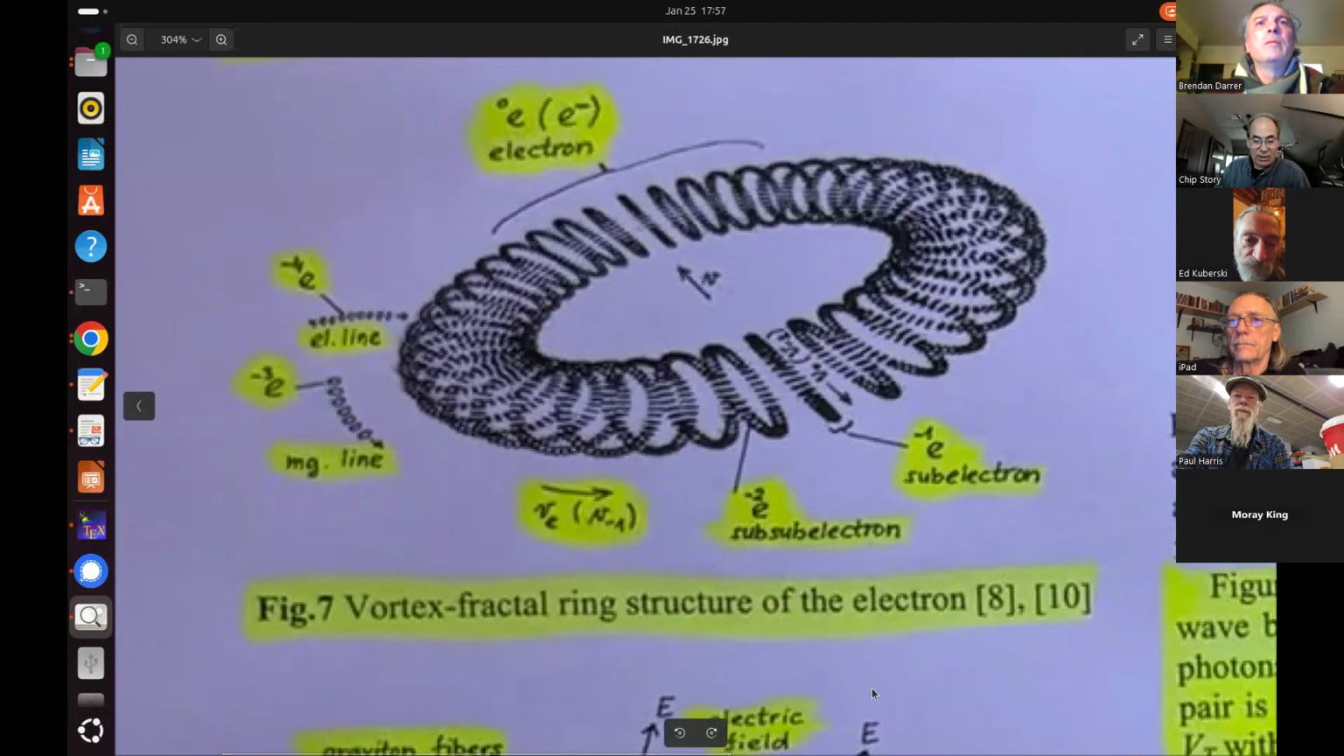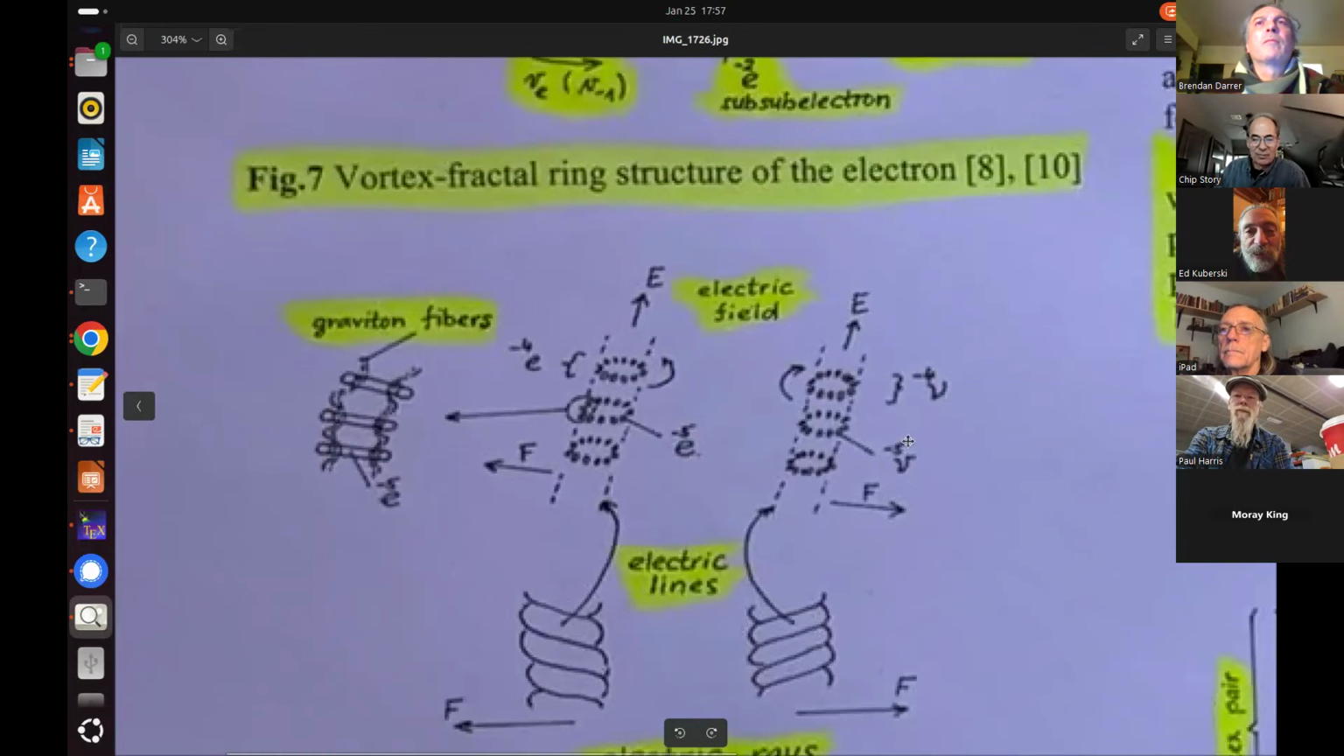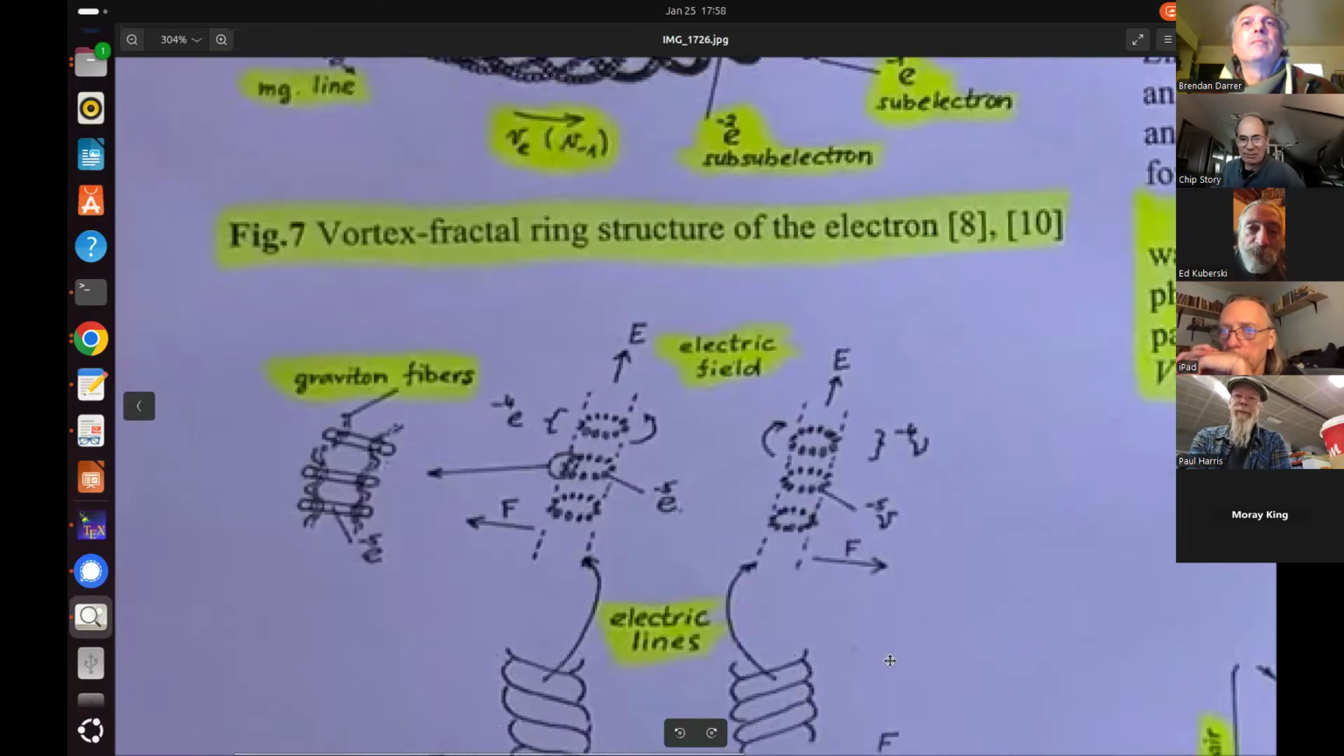Vortex fractal ring structure of the electron. Which is basically exactly what Bob Grenier has been showing us since 2020. The fractal toroidal moment. Excellent. It's so much better than a probability cloud.